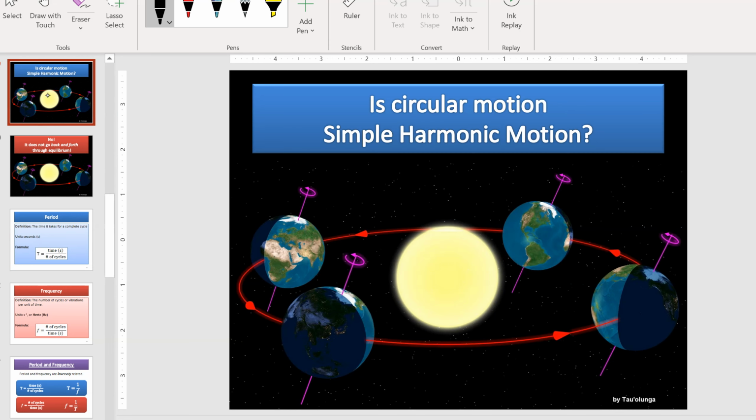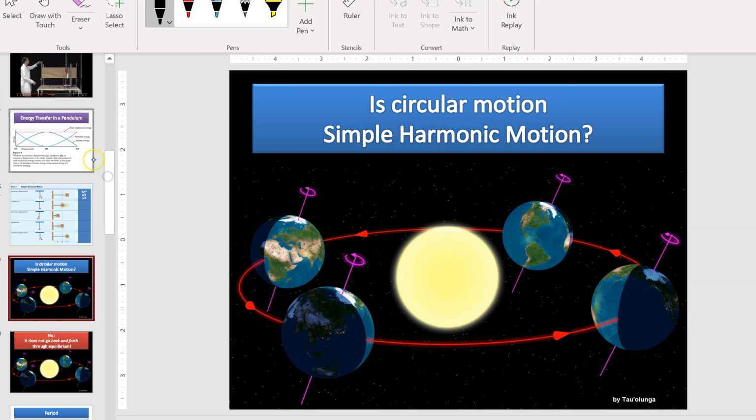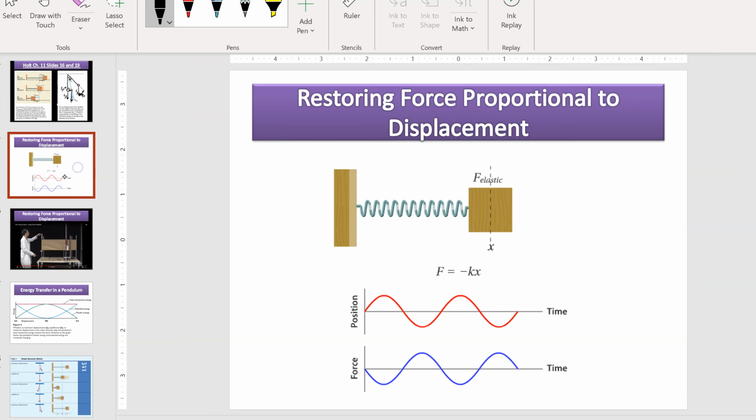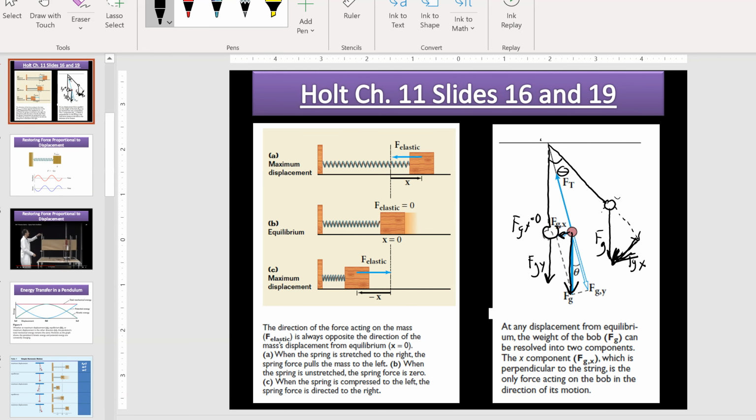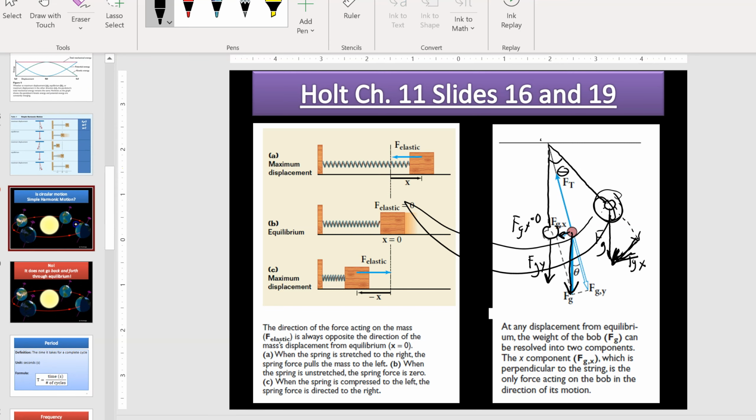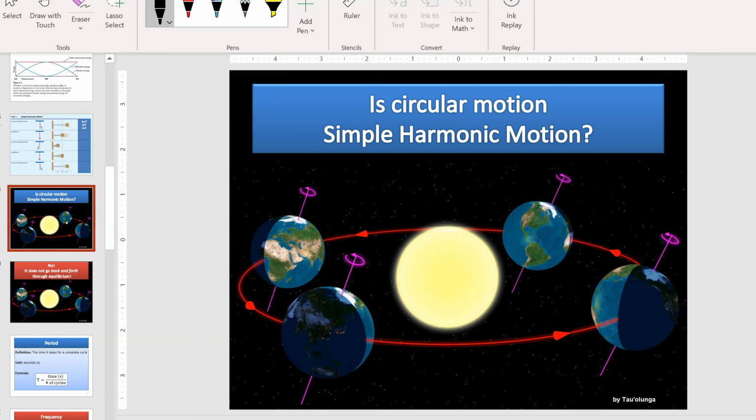So let's make a connection here. Is circular motion simple harmonic? You could have a period, and I didn't mention it before, but for simple harmonic motion things, you also have a period, right? The period of time it takes to do one cycle, one back and forth, that's one cycle. How much time did that take? That's the period. All right. So you had the period of rotation. So does that mean that it's simple harmonic?